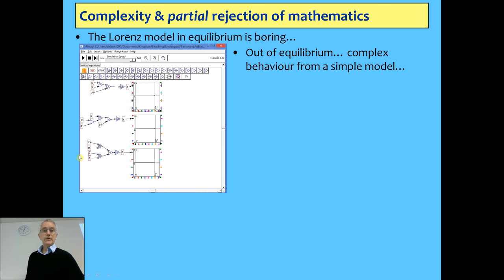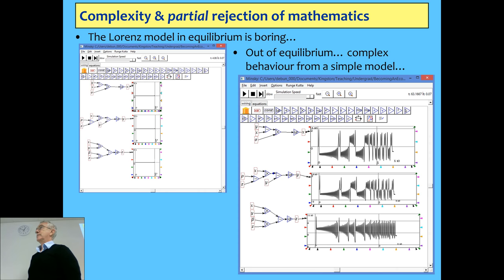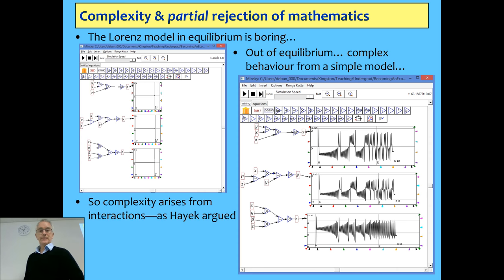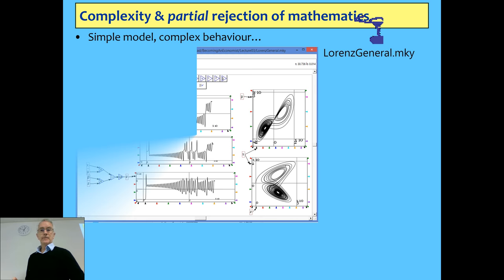Okay. So you can basically see, I haven't got my magnifier toy with me, unfortunately. I can't zoom that up. But you can see just straight lines, flat lines, equilibrium, nothing happening. That's what happens out of equilibrium. A bit more interesting. So it arises from interactions, but it doesn't require a complicated model. Now, I hope I've got a simulation of that here. Let's see. Yep, here we go.